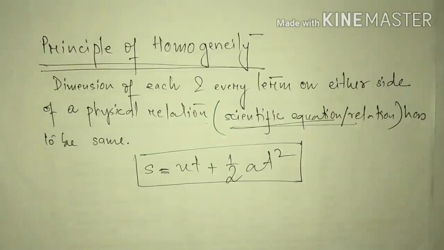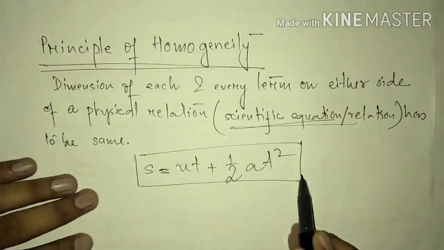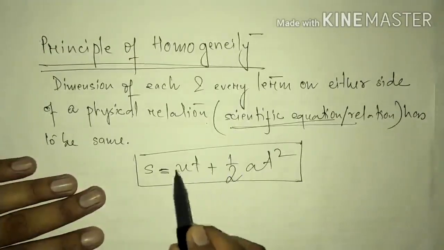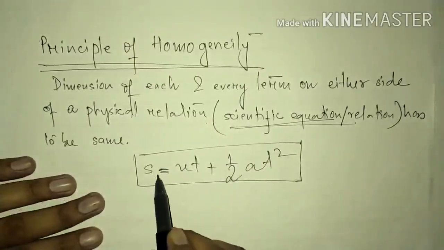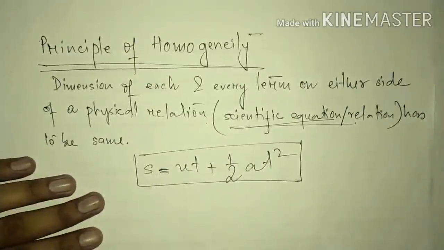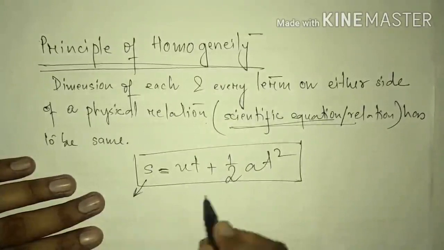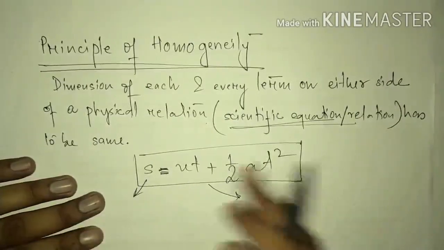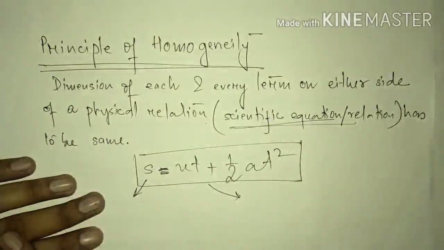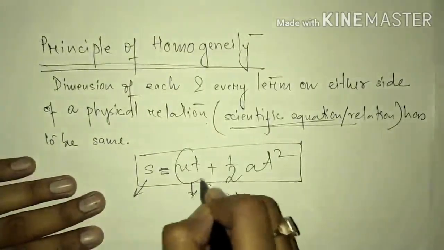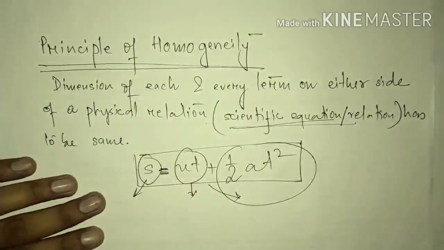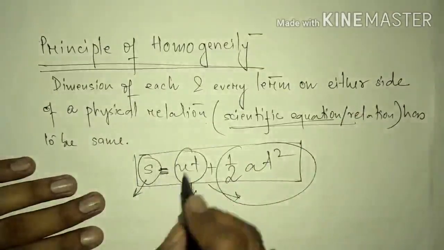Now what the principle of homogeneity says is that if this is a correct equation, then the dimension of each and every term on either side of the equality sign has to be same. Either side means this is one side, this is another side. On the left of the equality sign we have this term S. On the right we have these two terms: one term ut, another term half at square. On either side means on the left and right of the equality sign.